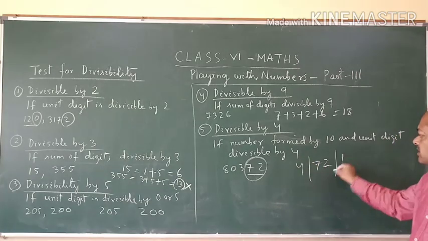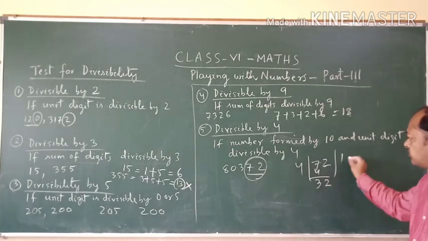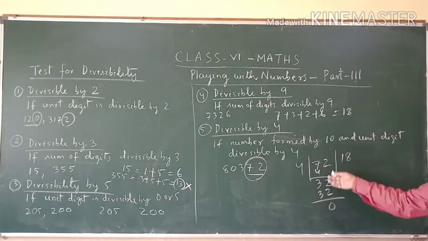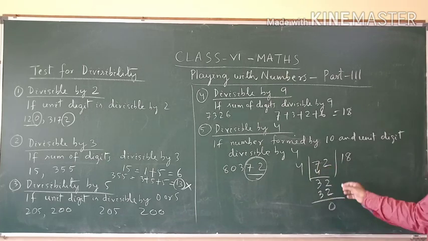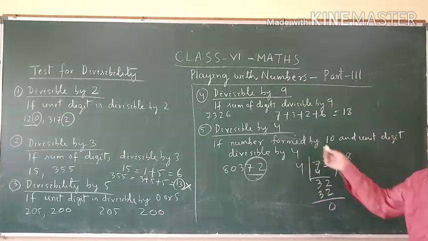Let's check. 4 ones are 4, 7 minus 4 is 3, 4 eights are 32. The remainder is 0. That means it is divisible by 4. So we conclude that the number 80372 is divisible by 4.